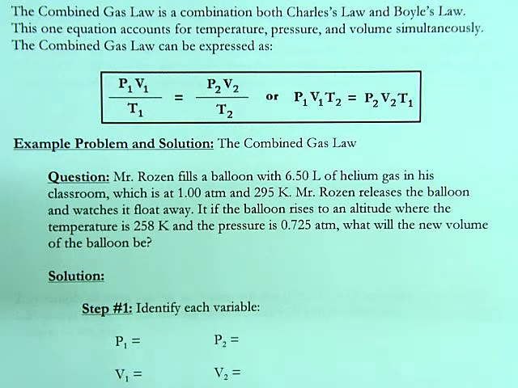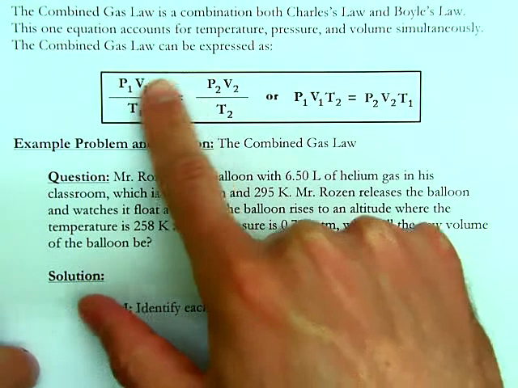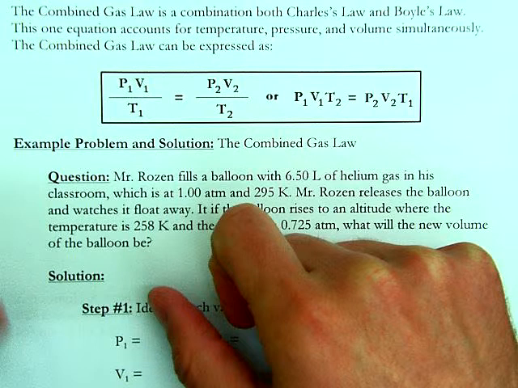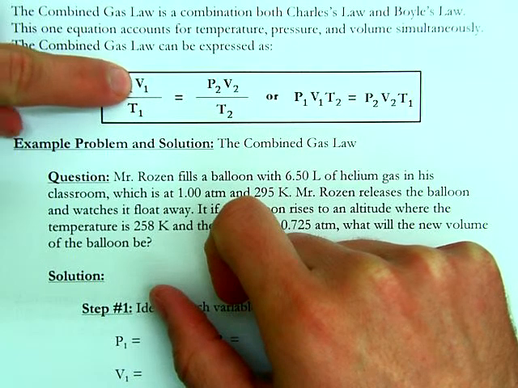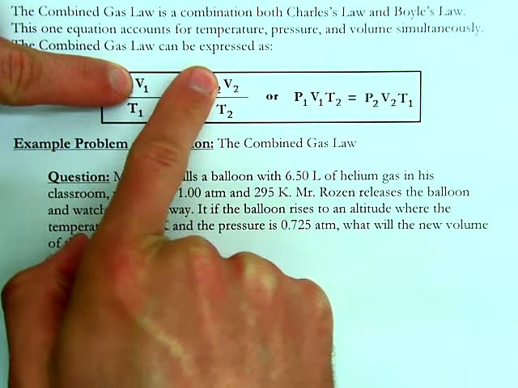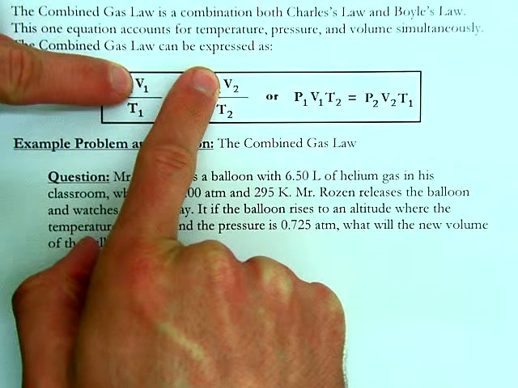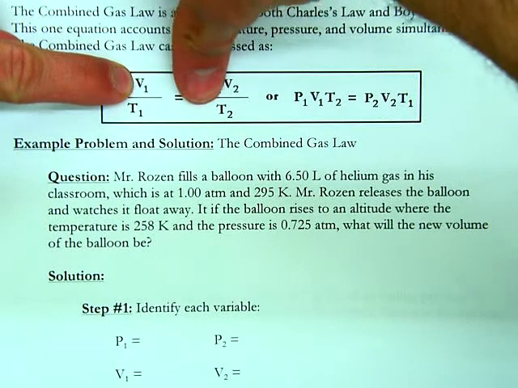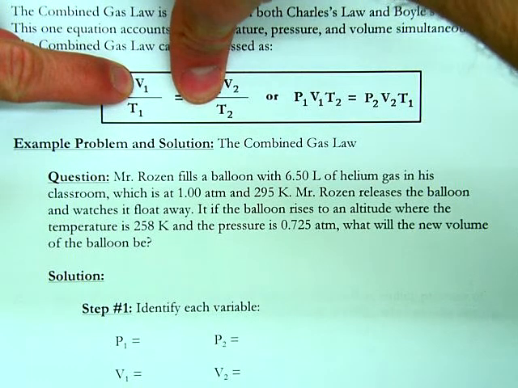If I take the combined gas law, which is written here, and I cover up P1 and P2, what I'm left with is V1 over T1 equals V2 over T2. That's starting volume over starting temperature equals ending volume over ending temperature. That's Charles' law right there.